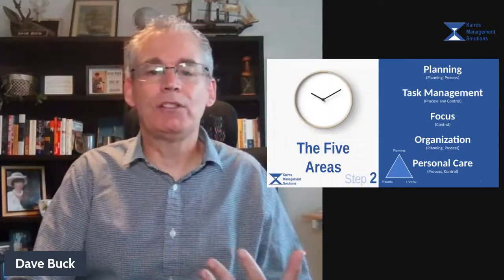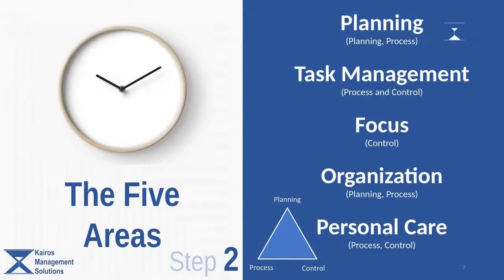So let's take a look at the 5 areas of time management. You can call them priority categories or areas, but there are 5 that you need to be focused on, with focus being one of them. These are the 5 areas you need to pay attention to in order to optimize your time management.